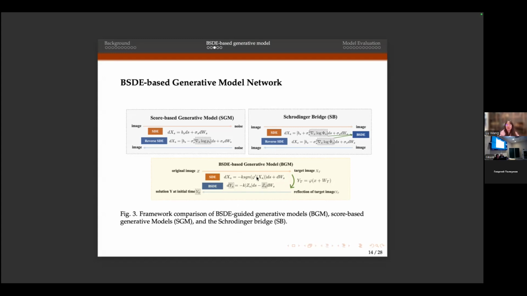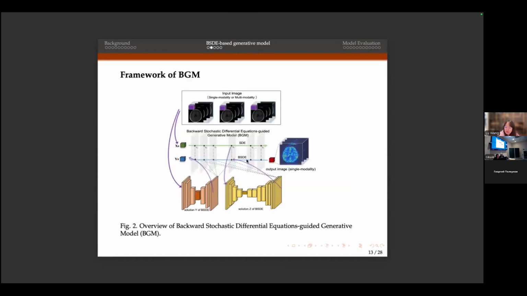During the training phase, we just use the Feynman-Kac formula and numerical solutions for the BSDE to construct these two networks. And then in the generation stage, we employ the input image, along with these Ys and Zs, to derive the value of Y capital T.